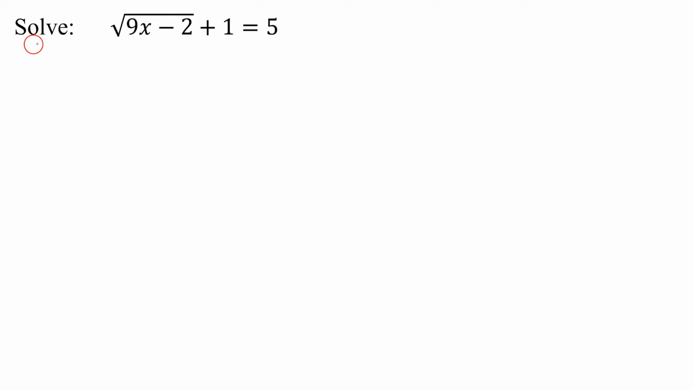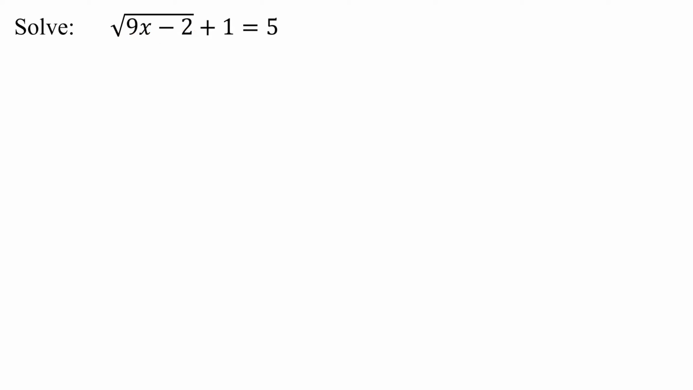In this problem, we need to solve the equation, the square root of the quantity 9x minus 2, plus 1 equals 5. Well, what type of equation do we have here? If you notice, there's a square root here. It's a radical equation. And how many square roots do I have in this equation? There's only one square root.